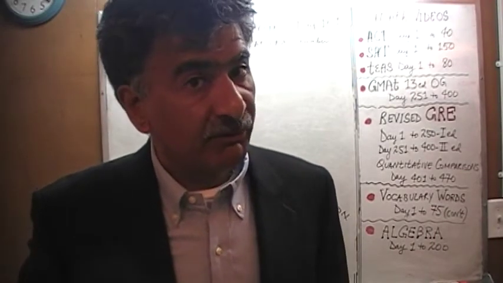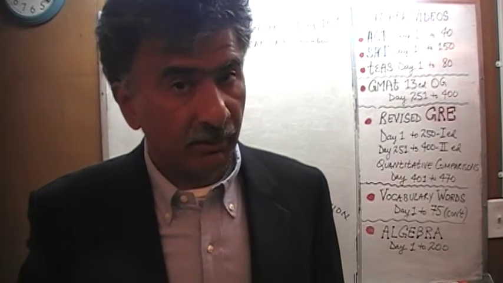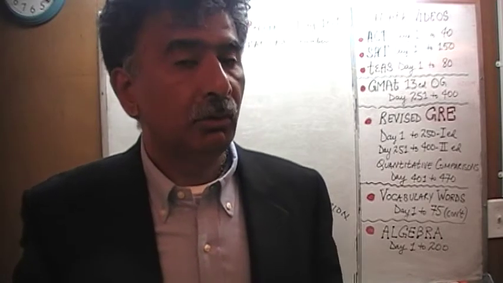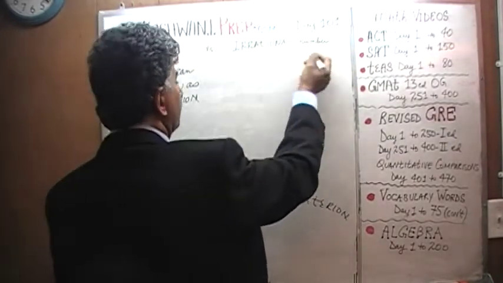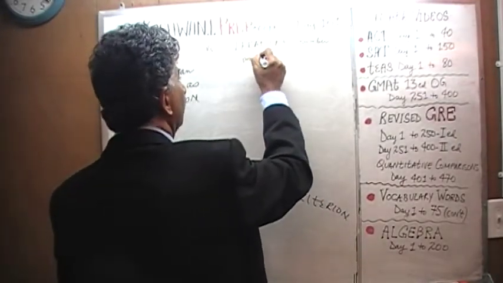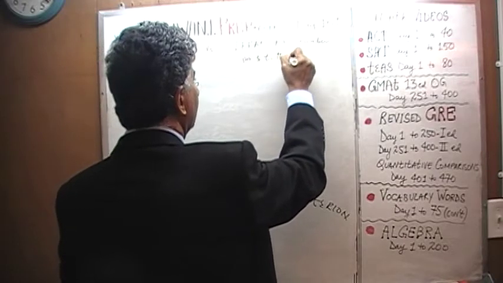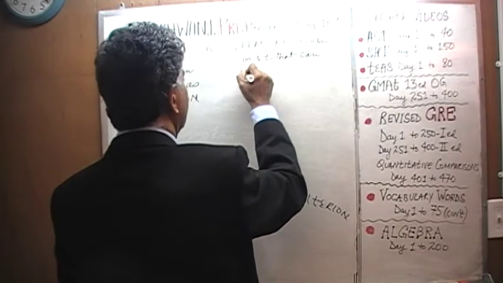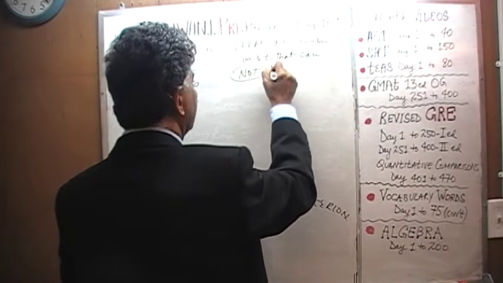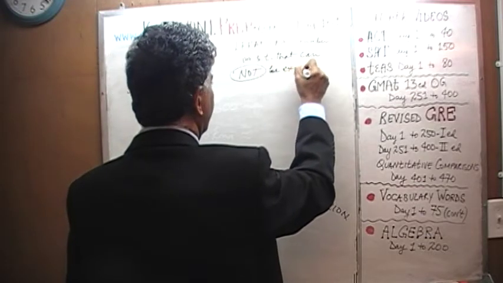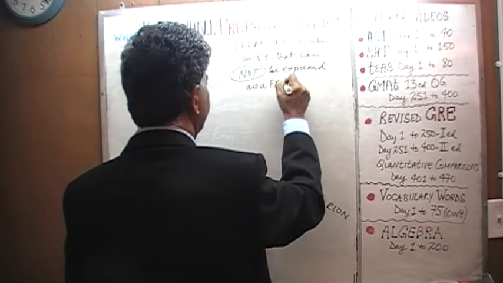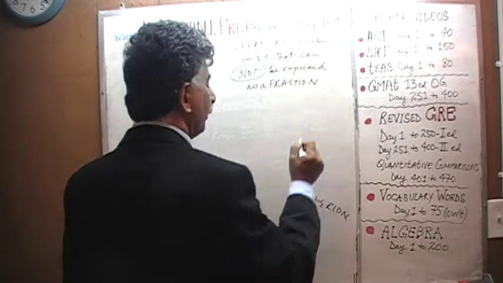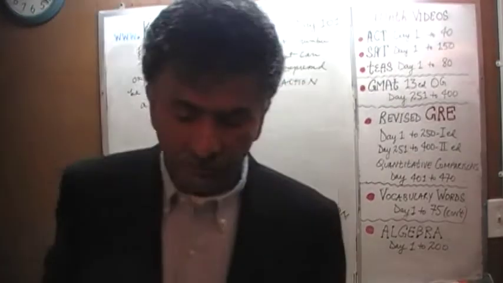If you cannot express that as a fraction, and there are some quantities that cannot be expressed as fractions, those are called irrational numbers. An irrational number is something that cannot be expressed as a fraction. Let's take a look at an example of both of them.